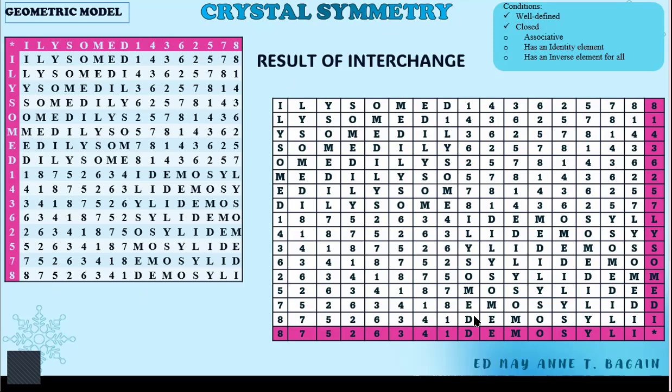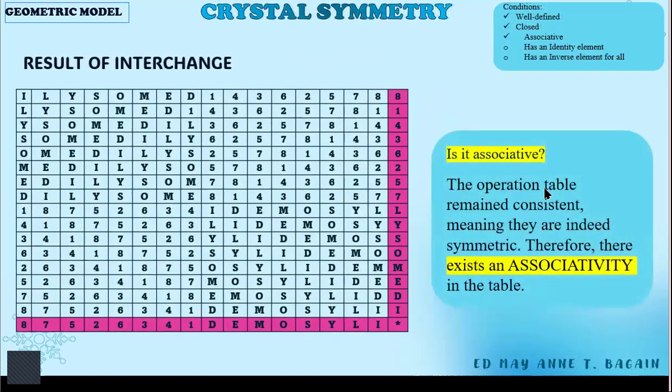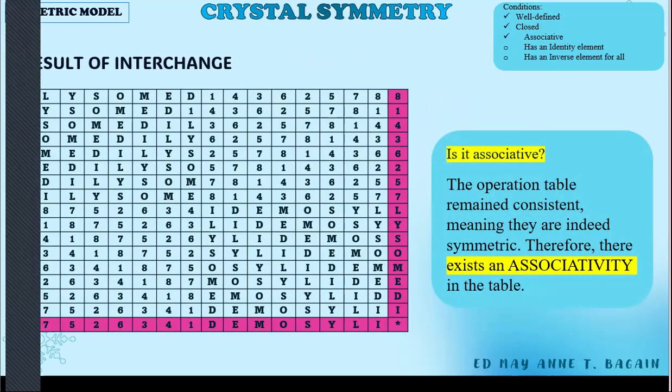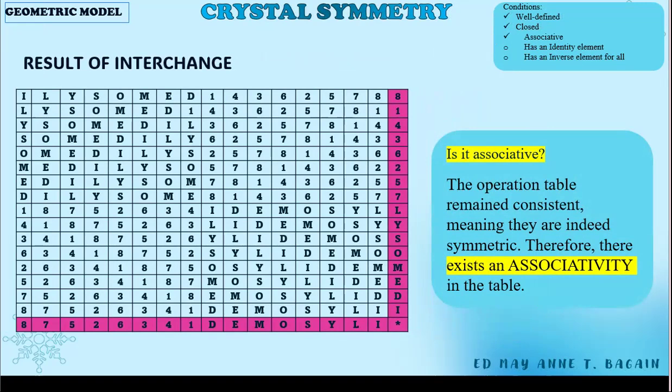And it's the same. So now that we know that the result of interchange is the same, it is associative. So it is indeed associative. The operation table remained consistent, meaning they are indeed symmetric. Therefore, there exists an associativity in the table.